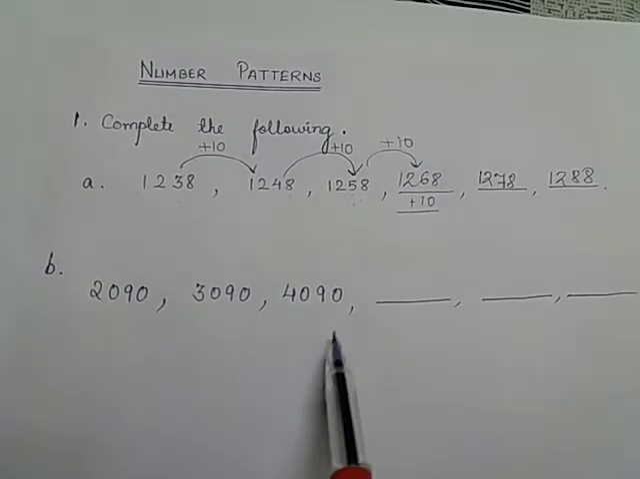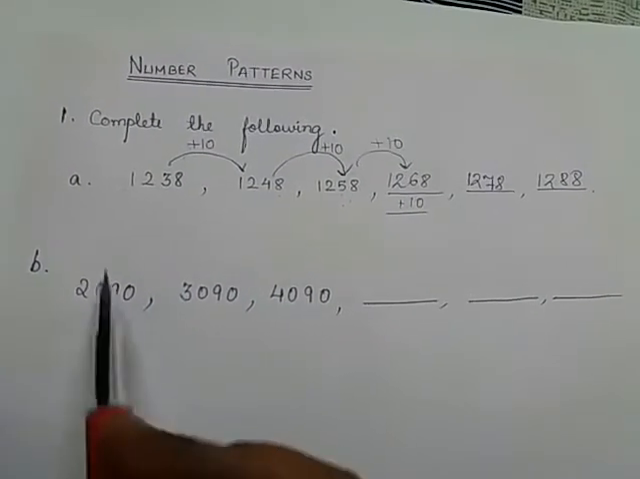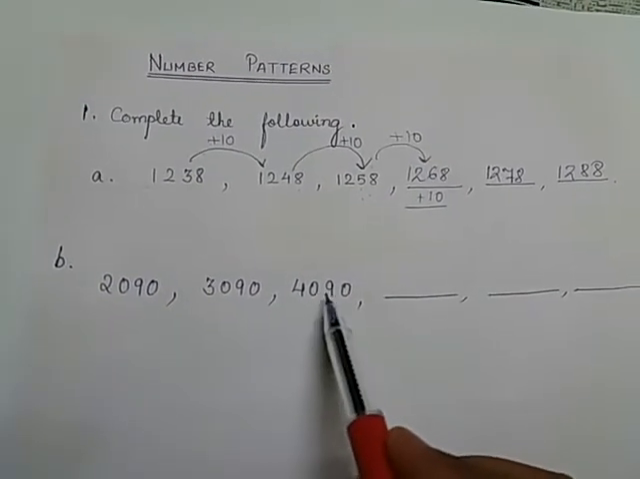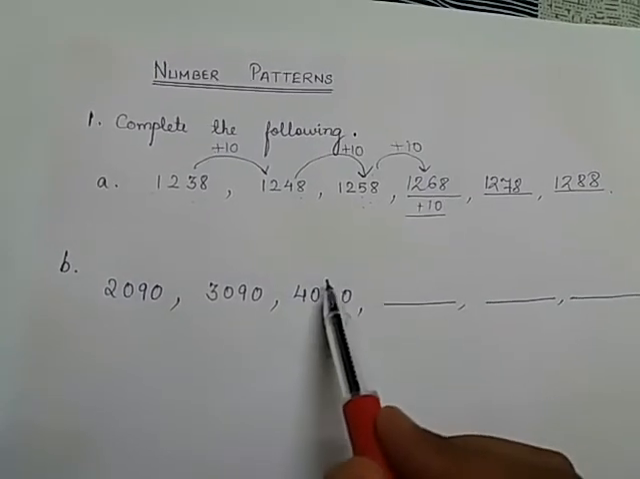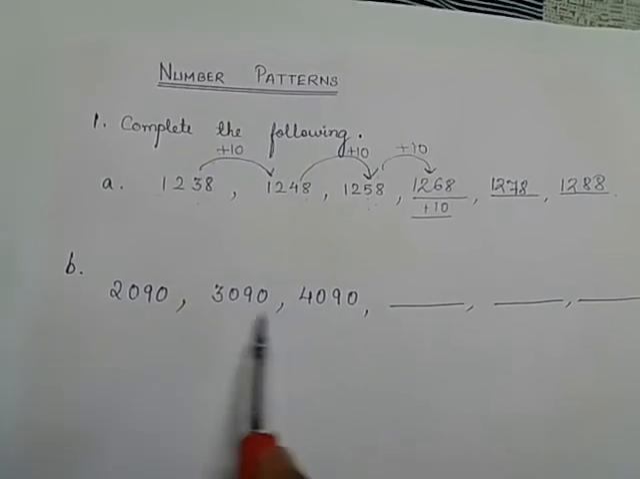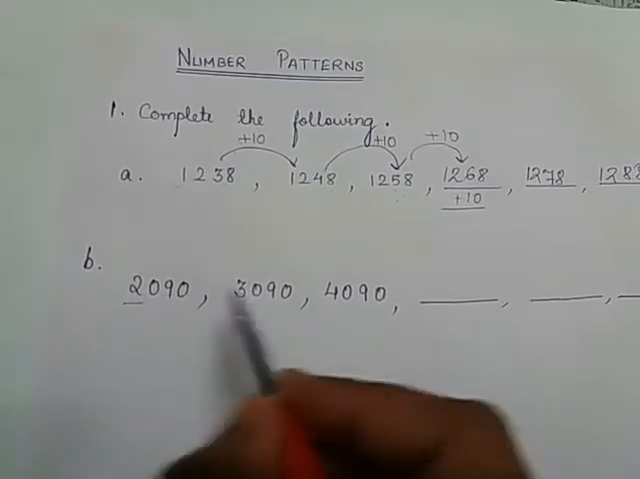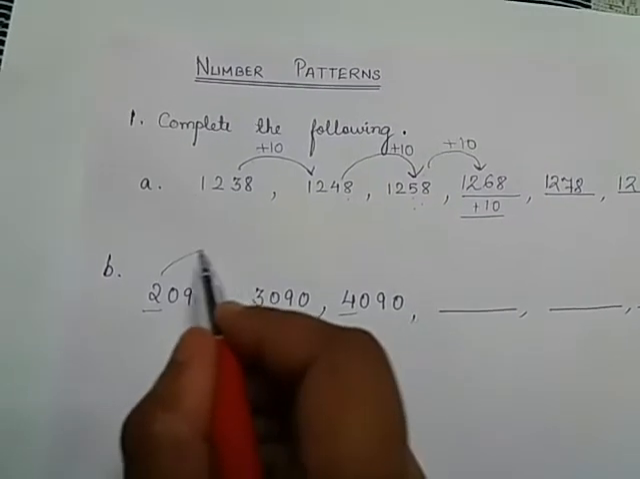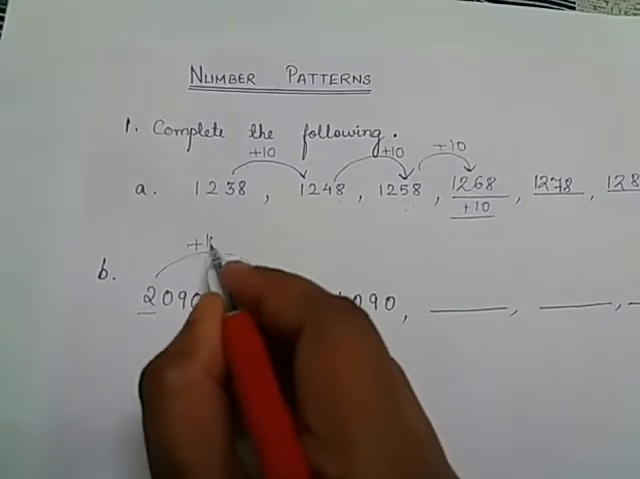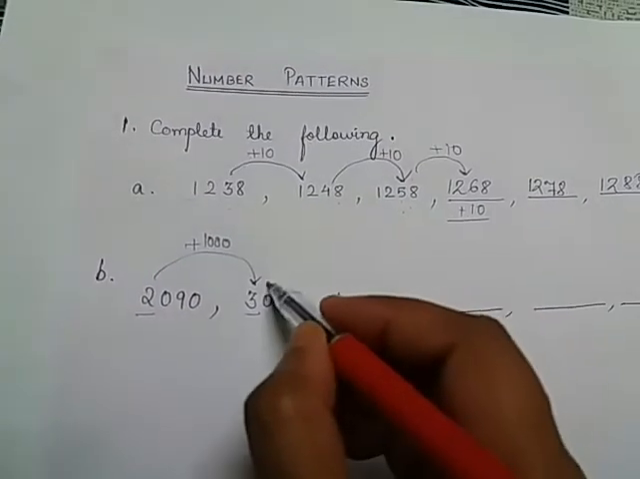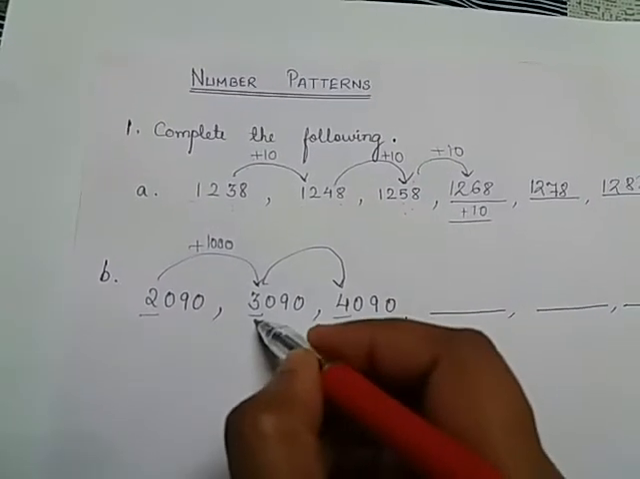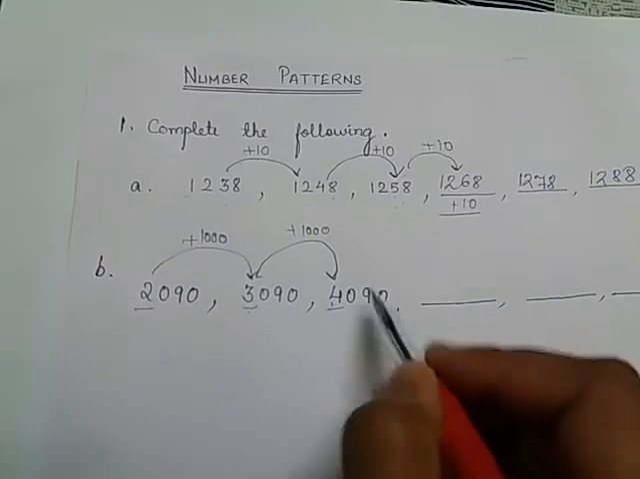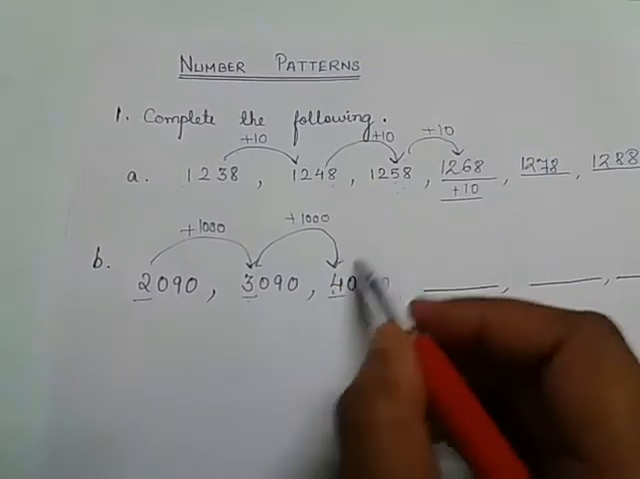Here is another type of question. Let's see. Here this is 2090, 3090, 4090. That means the ones, tens and 100 places are the same in all of them. Only the 1000 places are changing. So what exactly is the change? We are adding 1000 at every step over here. When we add 1000 to this, we get 4090. So in this pattern we will proceed.